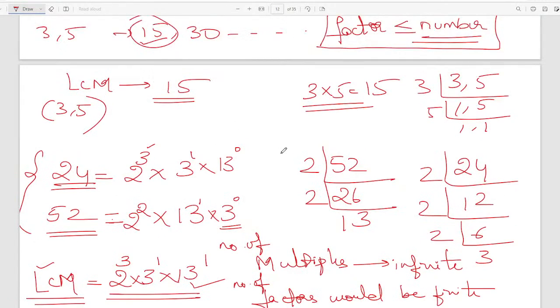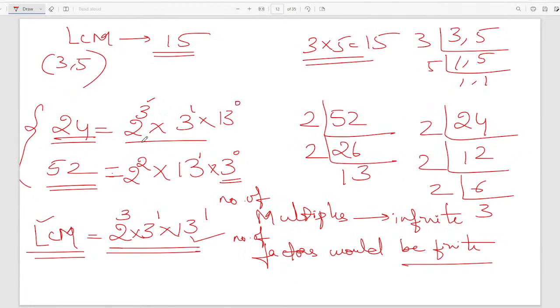In the prime factorization method, you again write those numbers in prime factorization. 24 is 2 cube into 3: 2 12s are, 2 6s are, 2 3s are, so 2 cube into 3, that is 2 into 2 into 2 into 3. And then 52 can be written as 2 square into 13. And then for calculating LCM, you find the common prime numbers and then you take the highest power. In this case, for 2, the highest power is 2 cube. When you compare 3 and 2, 3 is the highest. So this is 2 cube.